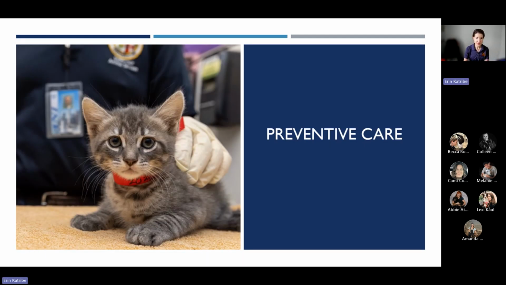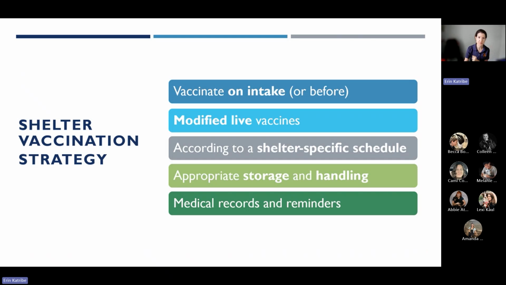All right, let's dive into the medicine. And so we will start with preventive care. So what do we need to do to keep animals healthy that are entering our shelter systems? First, we'll talk about vaccines, right? If I had to pick one pillar of preventive care or of disease prevention in the shelter, probably vaccination is at the top of that list.